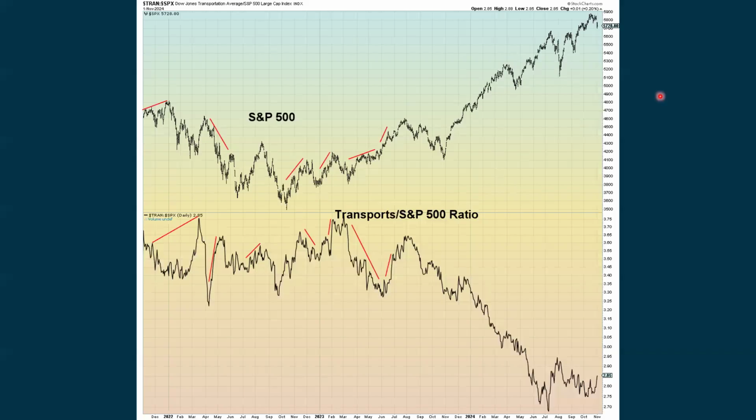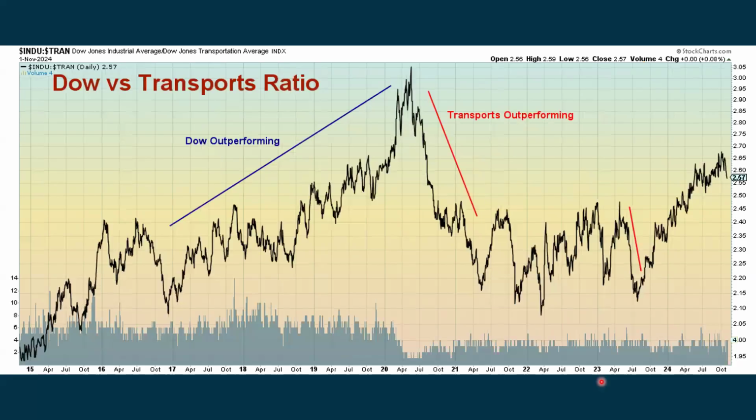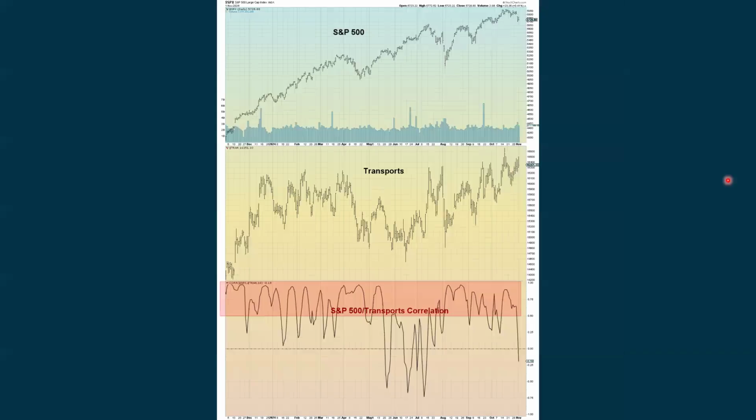We do a ratio between the transports and the S&P. When this is going down, as it pretty much has been lately, that means the transports are underperforming, even though the last couple of trading sessions we've been seeing an improvement. We also do another ratio of the Dow versus the transports. When this is going up, that shows that the Dow is outperforming, even though it's pulled back lately.